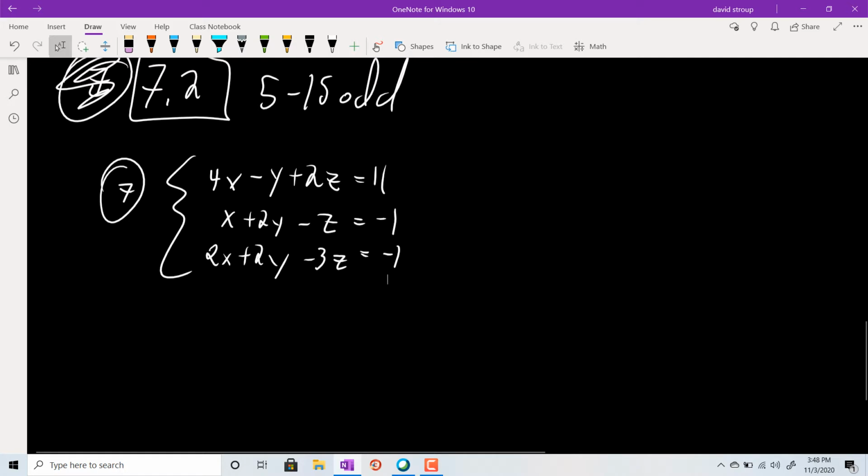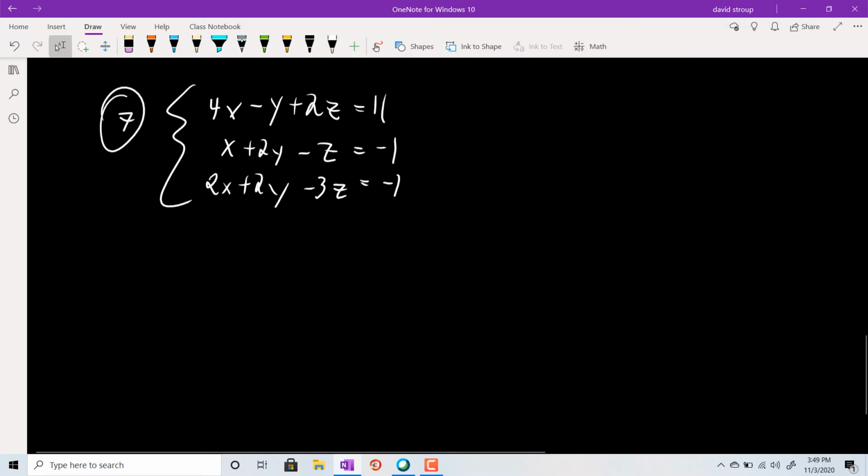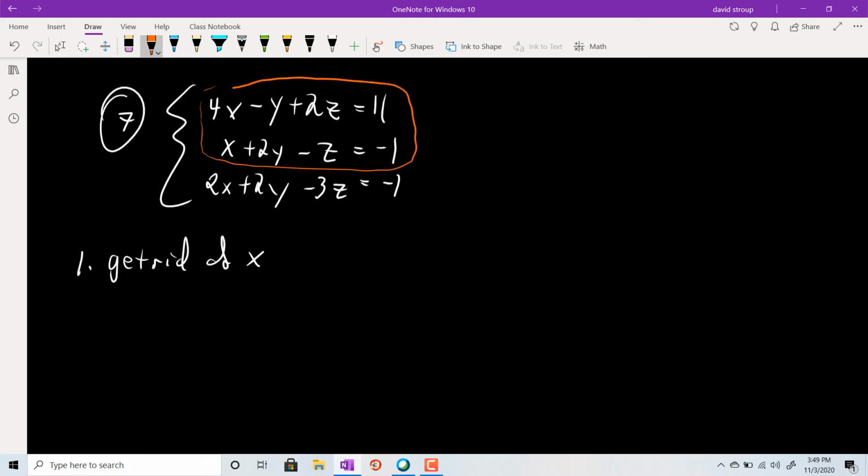Okay, we're good. So I need to pick a variable to eliminate. I'm going to pick x, so get rid of x. First I'm going to use the first 2 equations, and I can get rid of x by multiplying the second one by -4, right? So I go and multiply the second guy by -4.